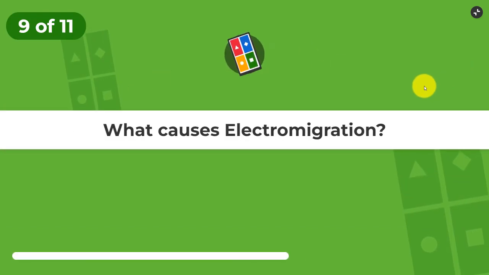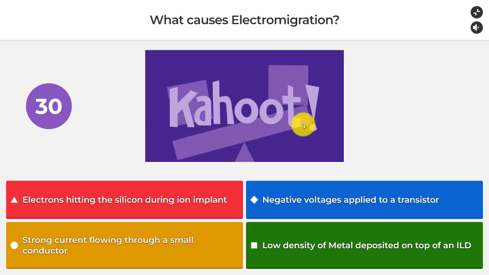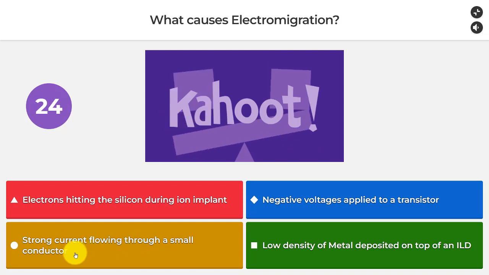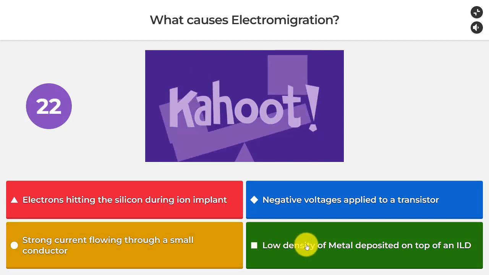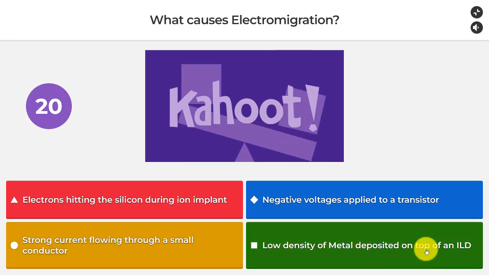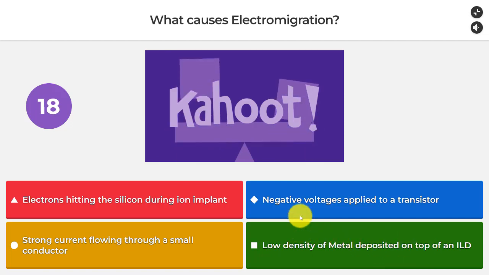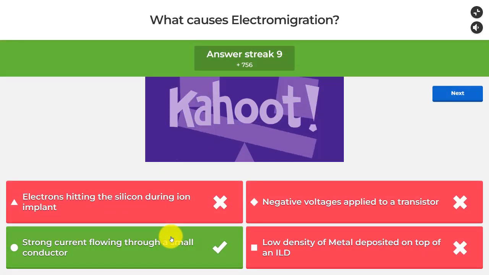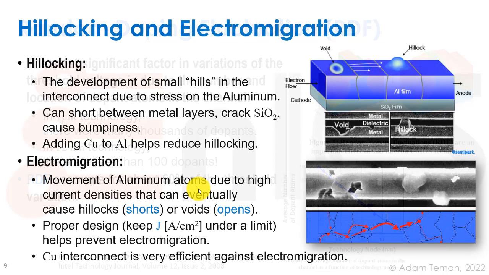Okay, question number 9, what causes electromigration? Is it electrons hitting the silicon during ion implant, negative voltages applied to a transistor, strong current flowing through a small conductor, or low density of metal deposited on top of an ILD? So with all of these, I'm going to choose the yellow one over here. So let's go back and see what electromigration is.